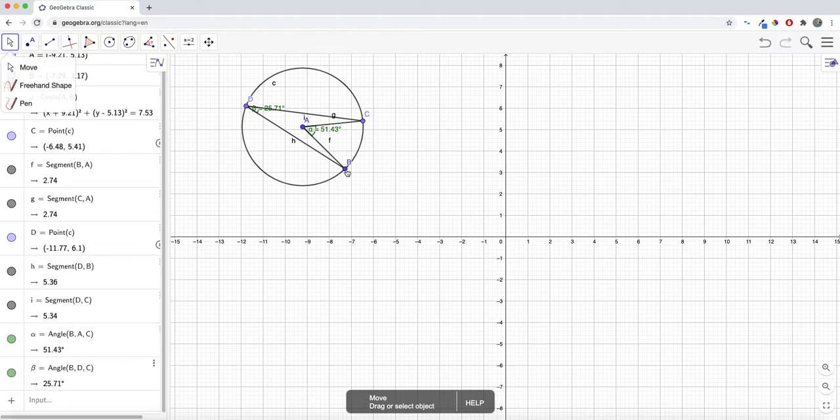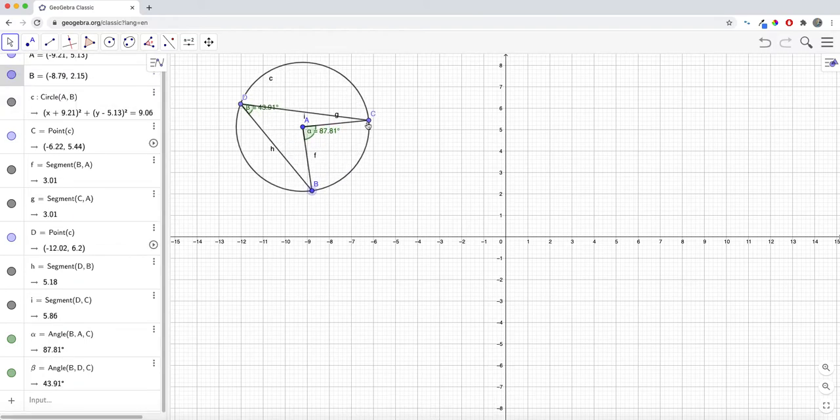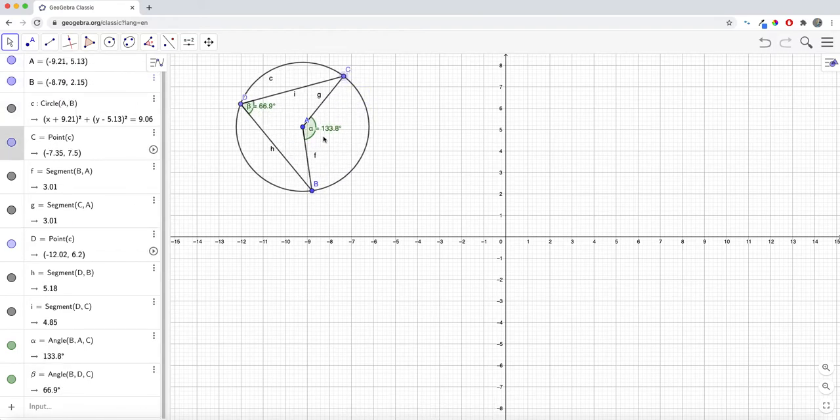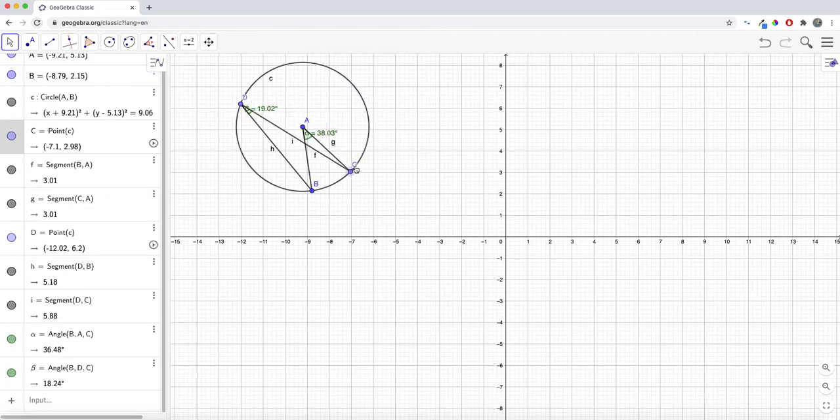Now, what we can do, we can move these around and just see that no matter where they are on the circle, this one is always going to be half of this one. And so you can play around with it as much as you want. Now, the second theorem is actually just an extension of this theorem.